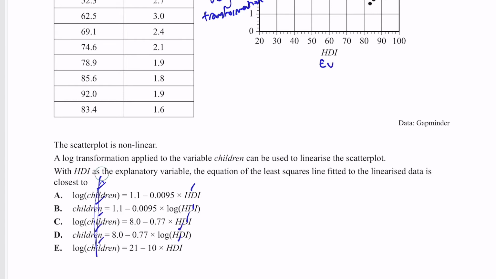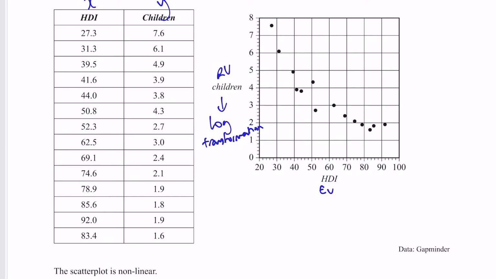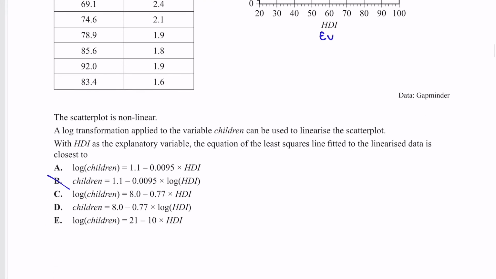But it's saying that I have a log transformation here. So anything without a log is wrong. So log children, because remember I'm making a transformation of children, to log children. So it can't be just children. So immediately B and D are wrong. Now I have A, C, and E, and just like that, I've eliminated two of my options. And then the next thing I look at is HDI. HDI must have no log next to it, so that's all good.